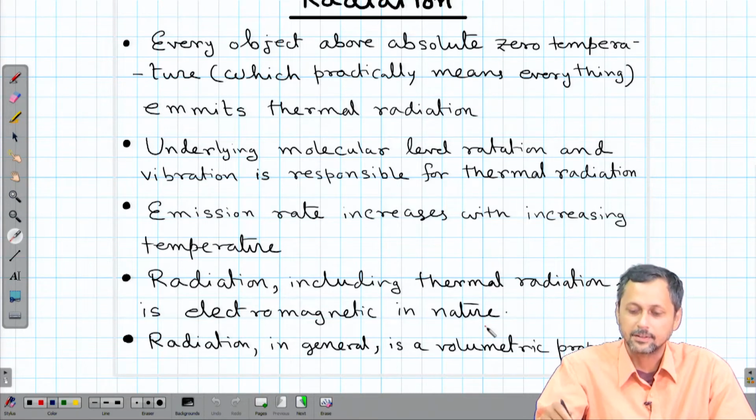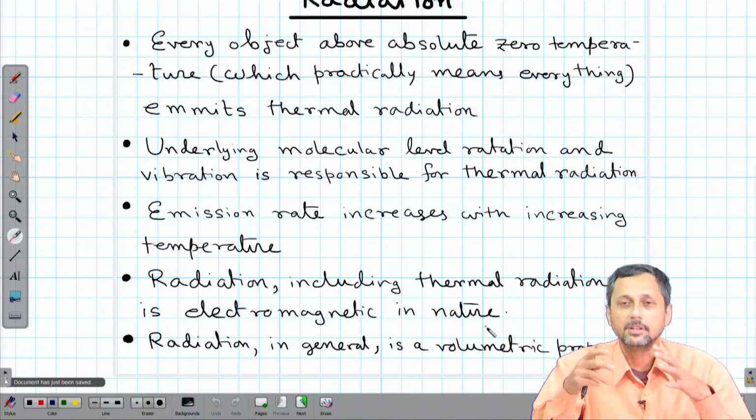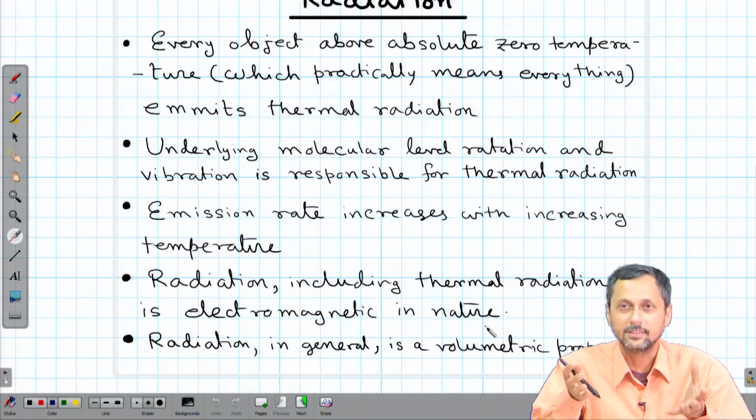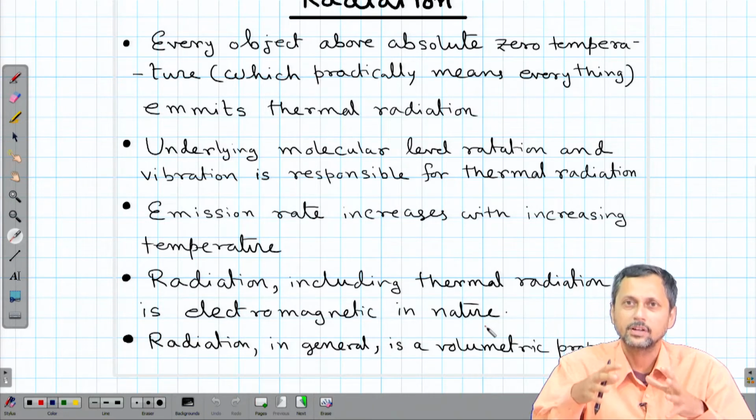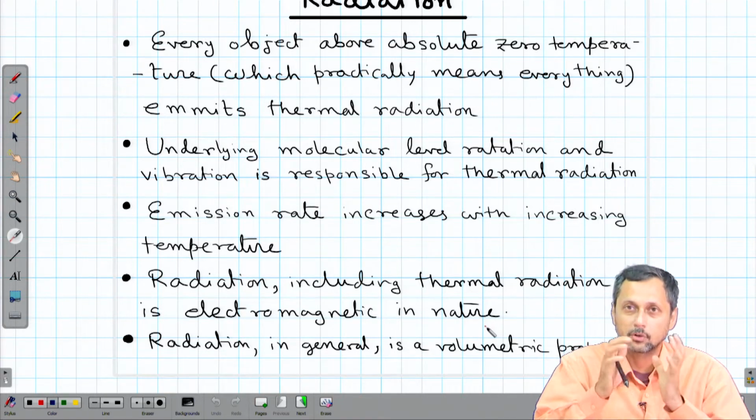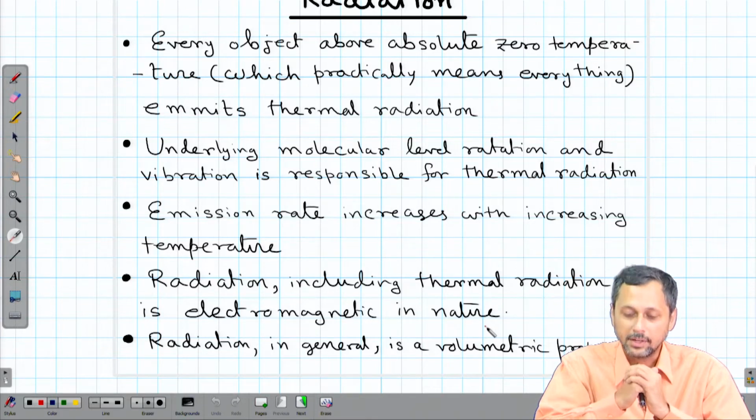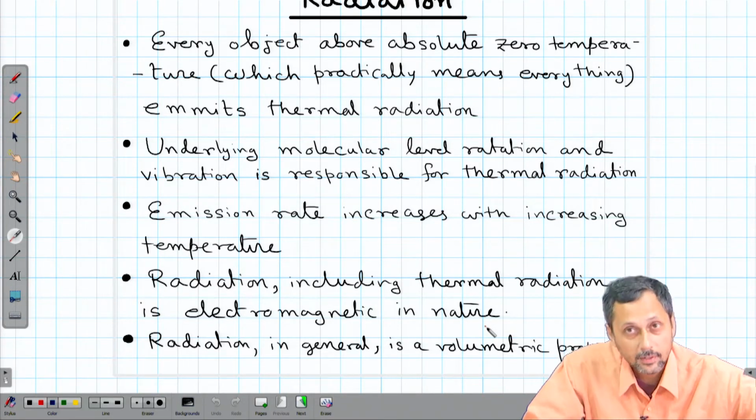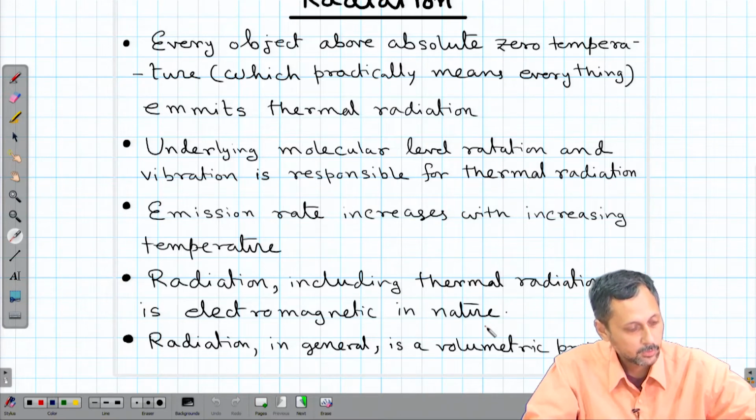And radiation in general is a volumetric property. So, although we sense it from the surface only, radiation is there even inside the volume of an object. And we will see later on that for a closed cavity radiation, we have to define the energy density per unit volume of radiation. Okay. So, let us take some examples of radiation.